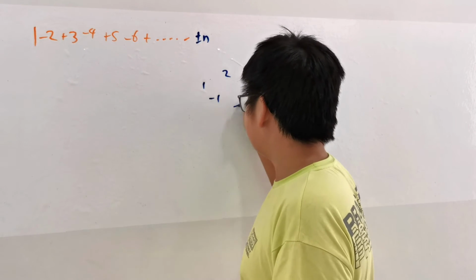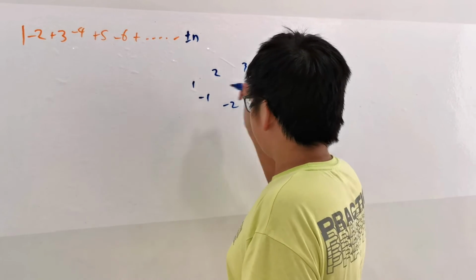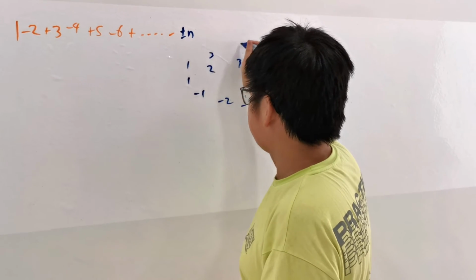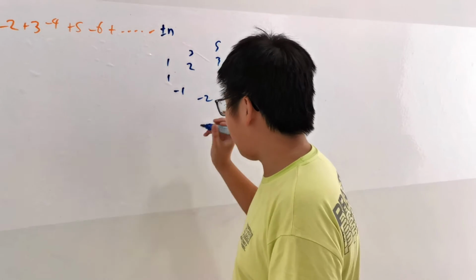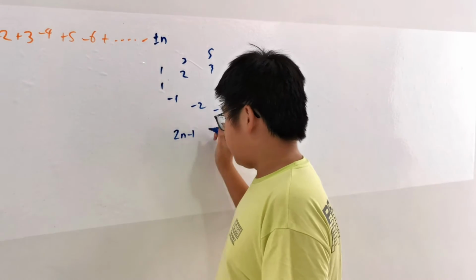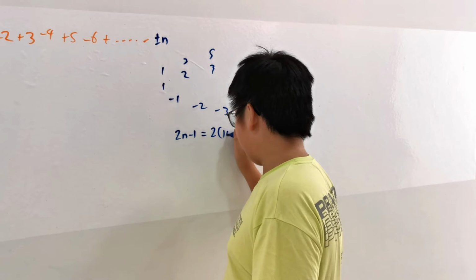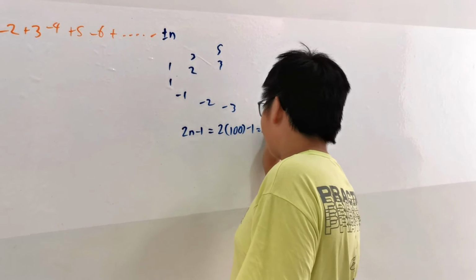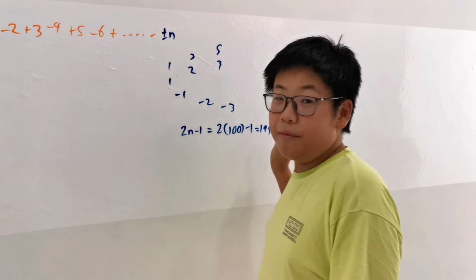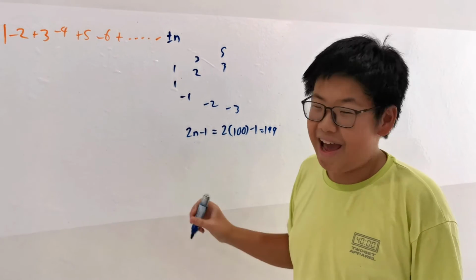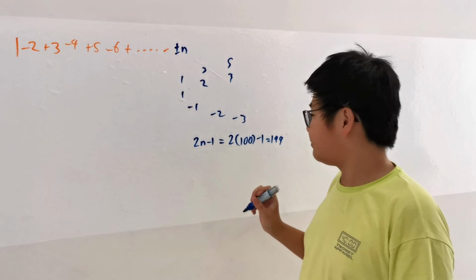1 minus 1, 2 minus 2, 3 minus 3. And you get the positive numbers in the odd number spots. So it's at the 100th odd number: 2n minus 1, 2 times 100 minus 1 equals 199. And at spot 199, we actually have 100.